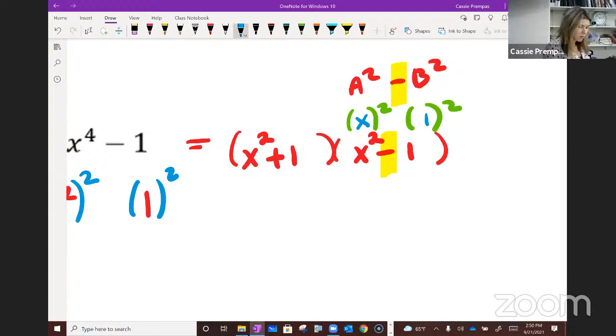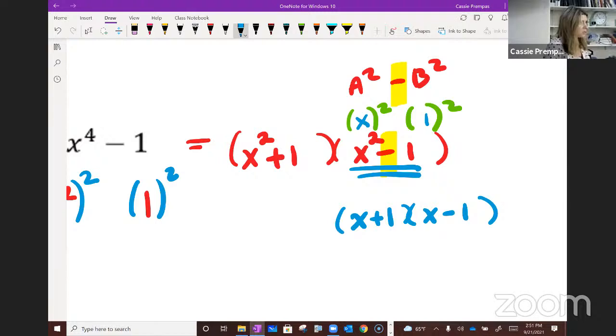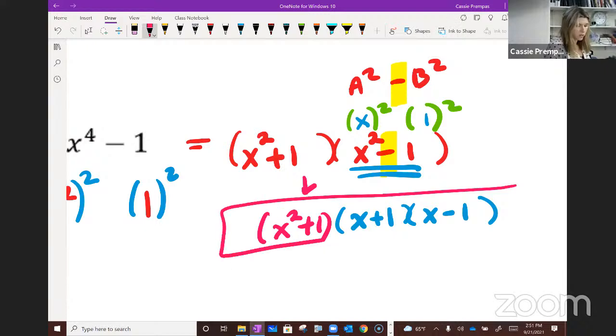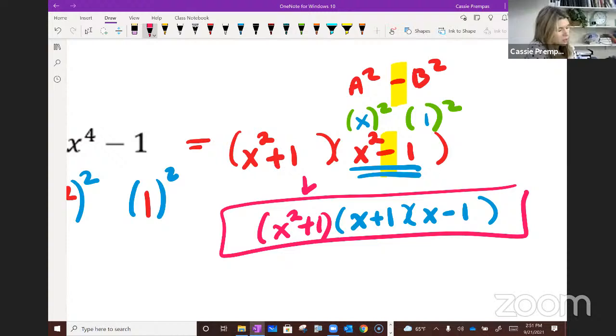So what does x squared minus 1 factor down into? X plus 1, x minus 1. Good. And then I do have to bring this down with it. I can't just take it away. So this final answer would be like this. X squared plus 1 times x plus 1 times x minus 1. That's the most advanced type you would see of this format, where you're factoring 2 perfect squares.